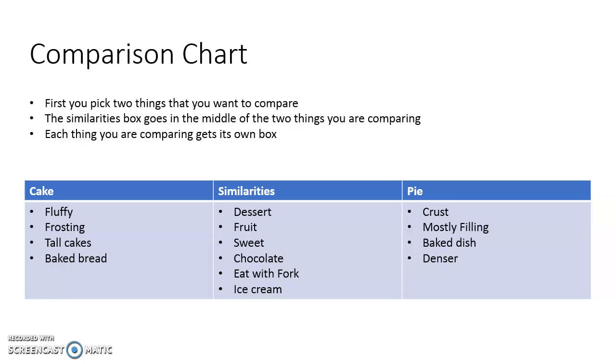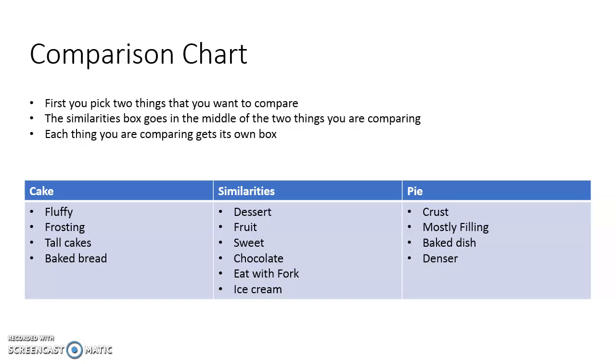So for an example, we are comparing cake and pie. Cake can be fluffy, it has frosting, you can have tall cakes, you can have baked bread as cakes, and pie, which is completely different from cake, has crust, it's mostly filling, it's baked in a dish, and it's usually more dense than cake.